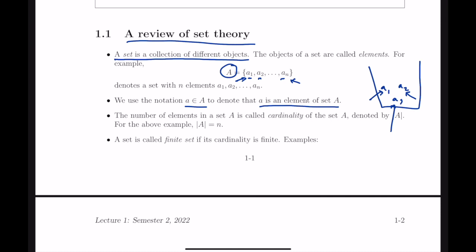For any set, say A, the number of elements is called the cardinality of that set and is denoted like this. For example, in the above example, we have n elements, A1 to An, so the number of elements is n. The cardinality of a set can be finite or infinite. When it is finite, we call that set a finite set.